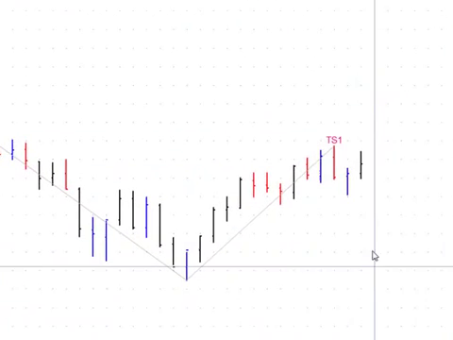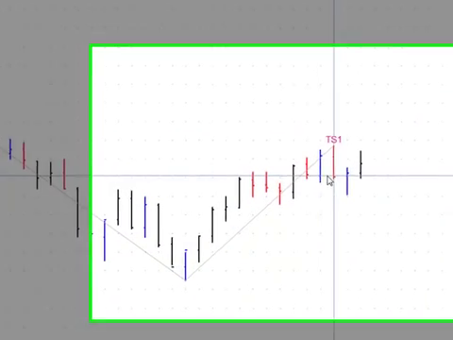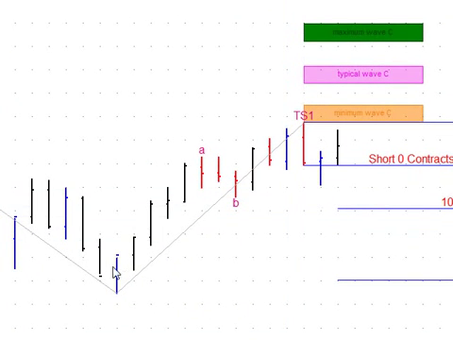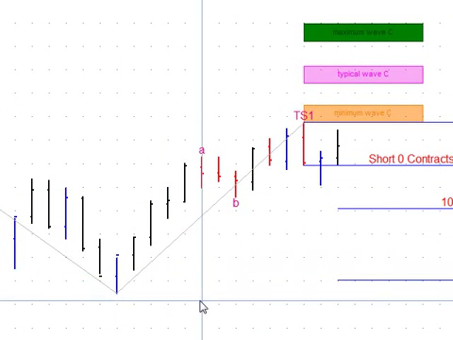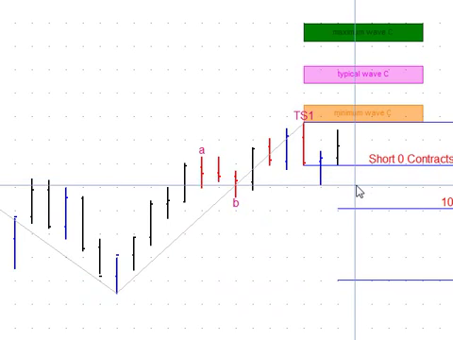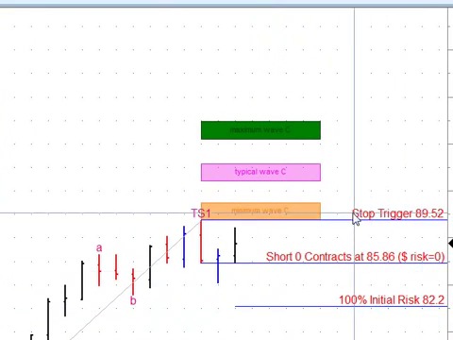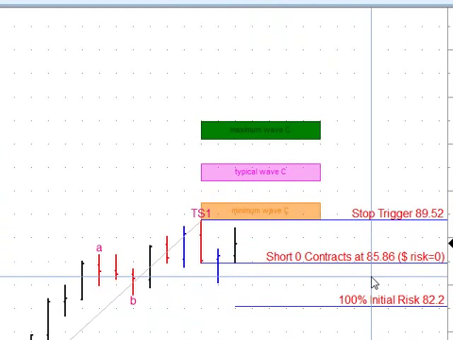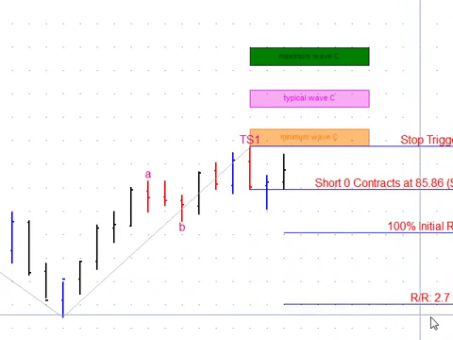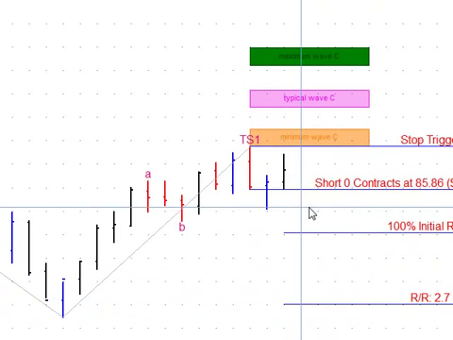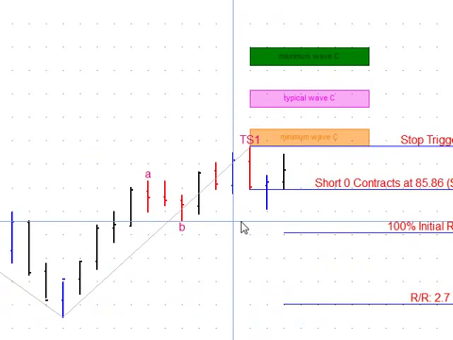The TS1 sell signal is here's where we are in that. If we get to the 100% initial risk line at 82.20, we can move that stop from 89.52 down to 85.86, the entry there. Again, the target's down at 76.09. So we'll see what happens with oil here.